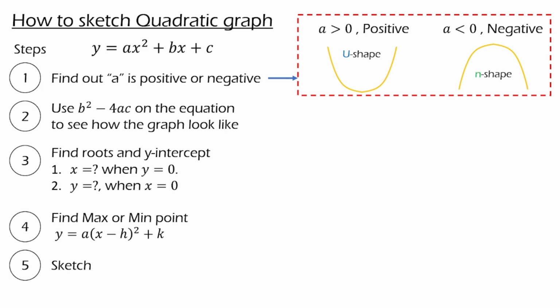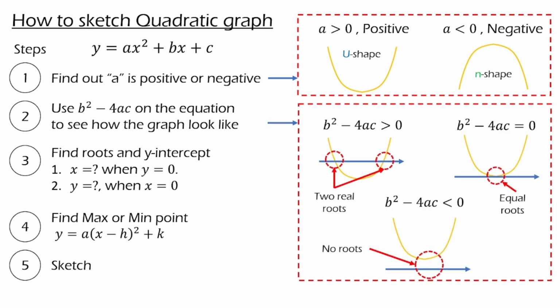For the second step, we are going to substitute a, b, c into b squared minus 4ac. What we are looking for here is how many roots our graph has. As you guys know, if b squared minus 4ac is larger than 0, we are going to have two real roots. If it's equal to 0, we are going to have equal roots, or our curve touches the x-axis at only one point. If b squared minus 4ac is less than 0, our curve will not intersect the x-axis at any point.